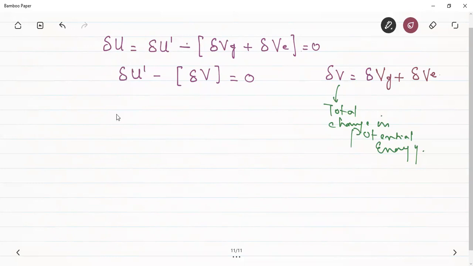So finally, what can we conclude here is delta U dash is equal to delta V, okay.